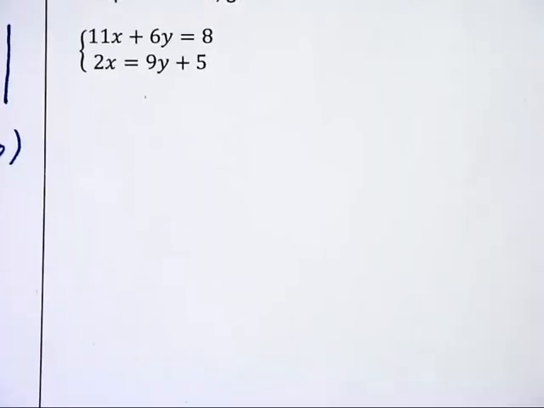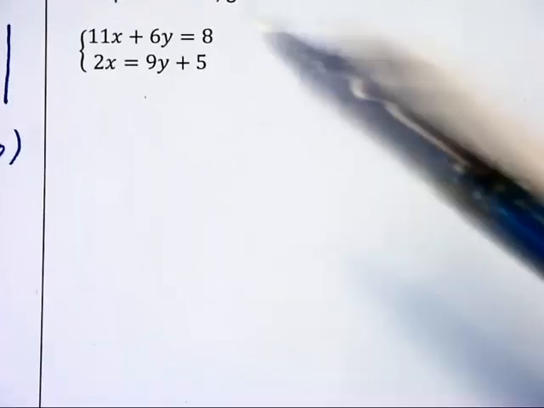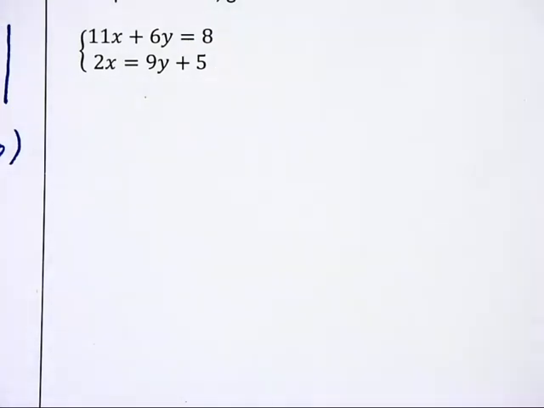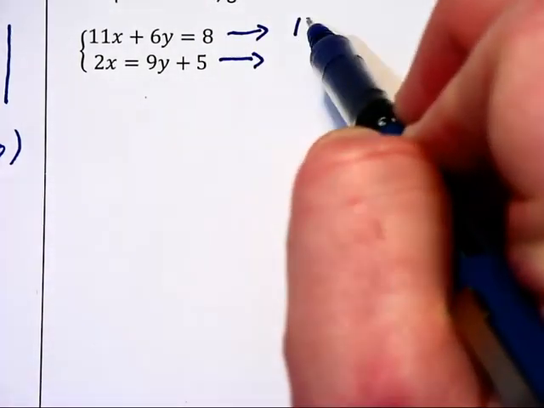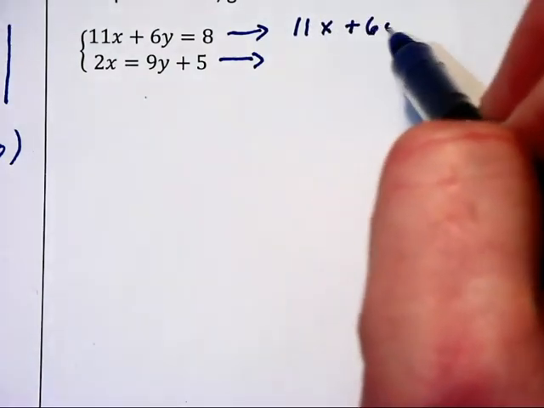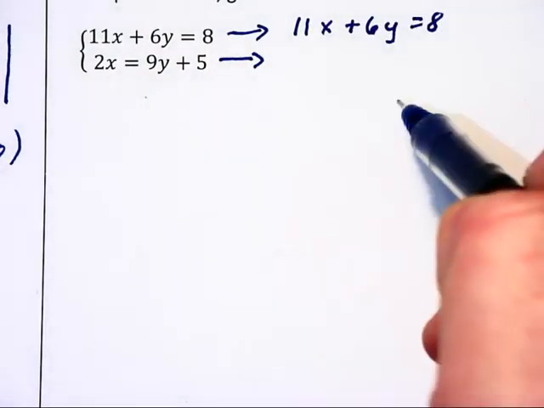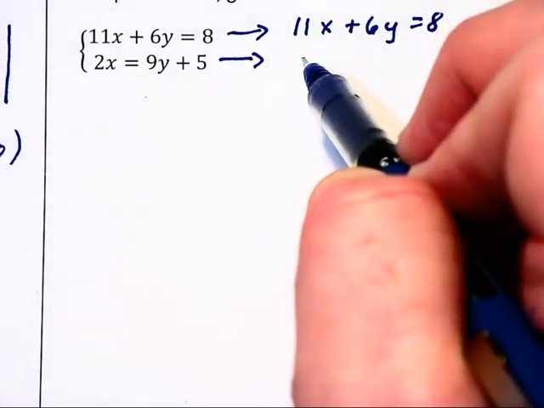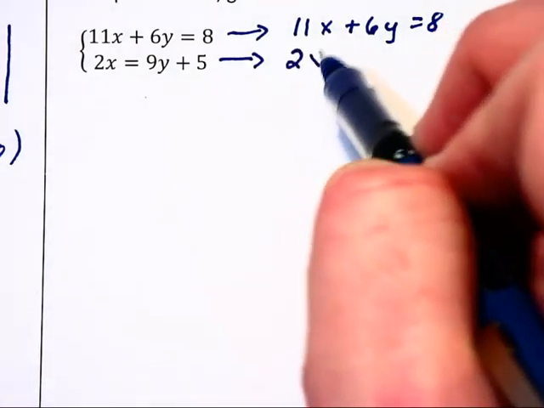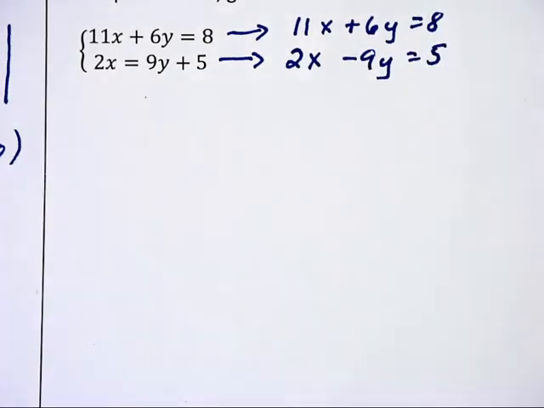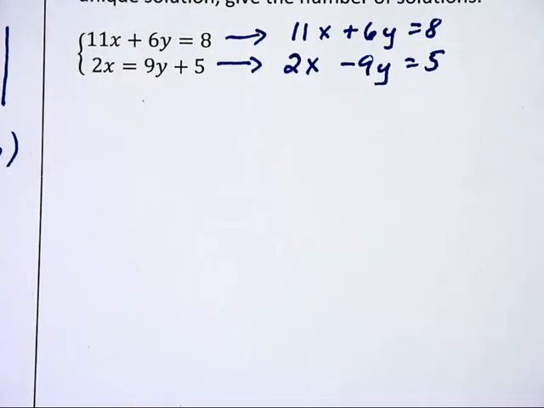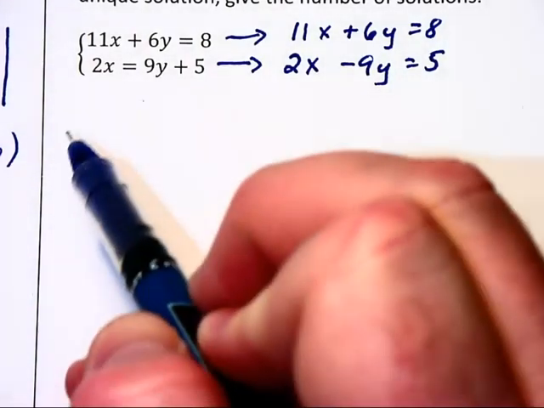Let's use Cramer's rule to solve this system. First off, the system needs to be in standard form. We've already got 11x plus 6y is equal to 8 written in standard form. The second equation needs that 9y on the left, so 2x minus 9y is equal to 5. Yes, this might be a lot quicker using substitution, but let's go with determinants and Cramer's rule.